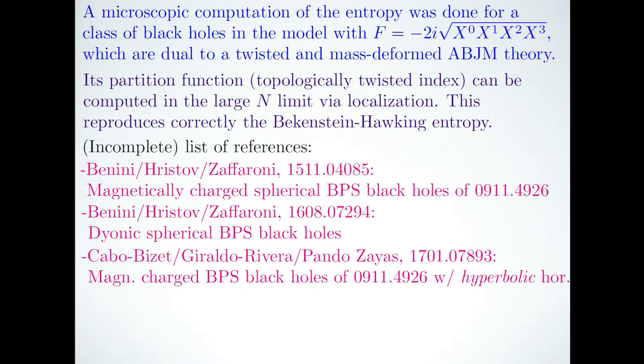And a list of references: I think the first paper on this is this here, and these authors considered magnetically charged BPS black holes with spherical horizons, found in this paper here. And this was generalized later in 2016 to have also electric charges, so to dyonic BPS black holes, but still with spherical horizon. And then in 2017, also hyperbolic horizons were considered, so BPS black holes with hyperbolic horizons and magnetic charges. So for this class of black holes, all supersymmetric, a microscopic computation of the black hole entropy is available.